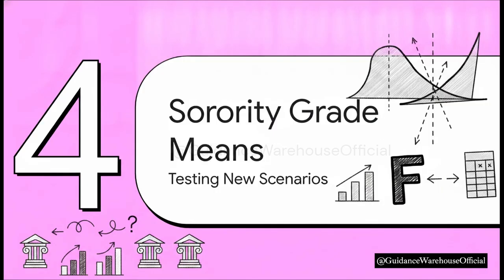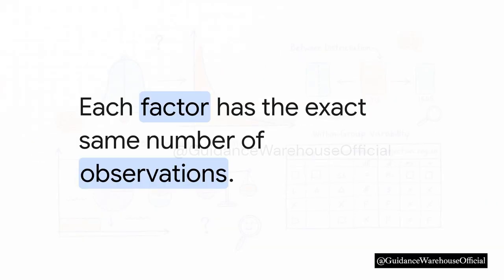Okay, let's look at a completely different scenario to really test your comprehension here. This time, instead of tomatoes, we're going to compare the mean grades of sisters across 4 different sororities. We want to know, are the grades actually statistically different between the houses, or are we just looking at random variation? Wait, before we look at the results, there is a super important term you need to know: balanced design.